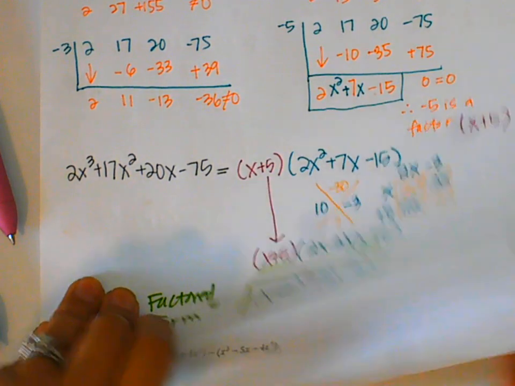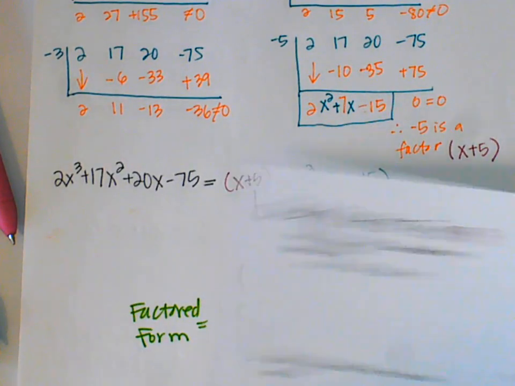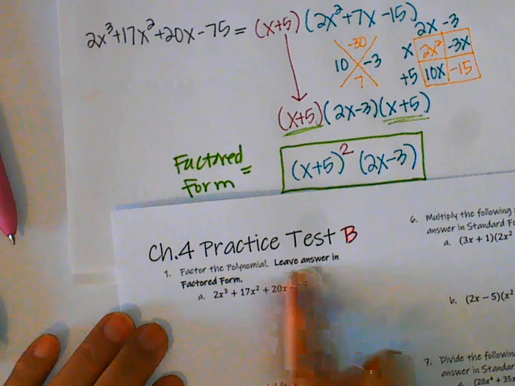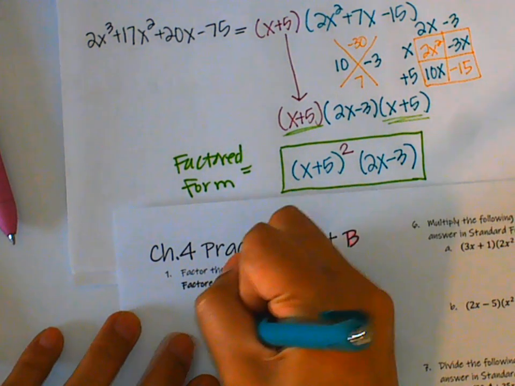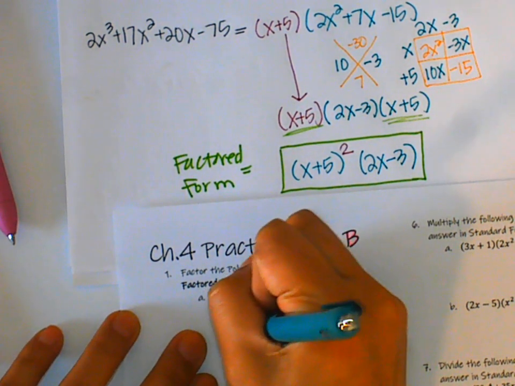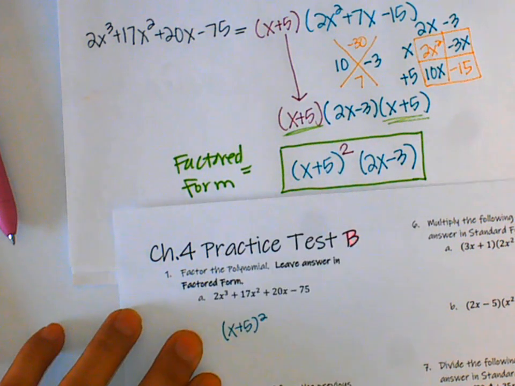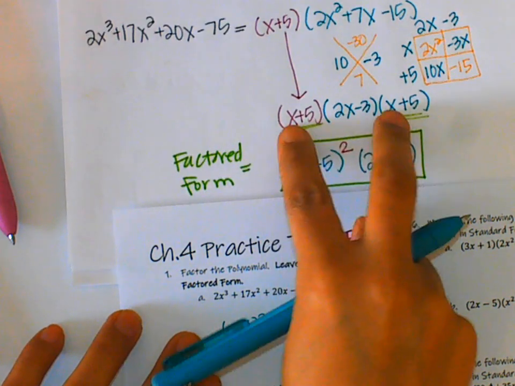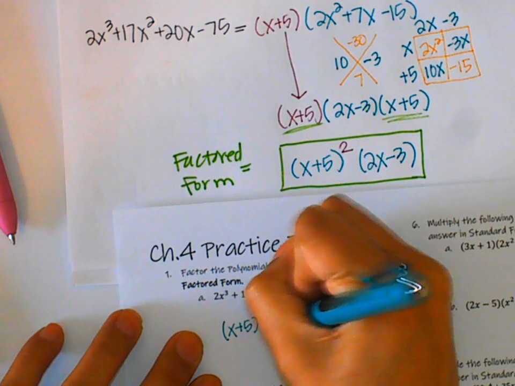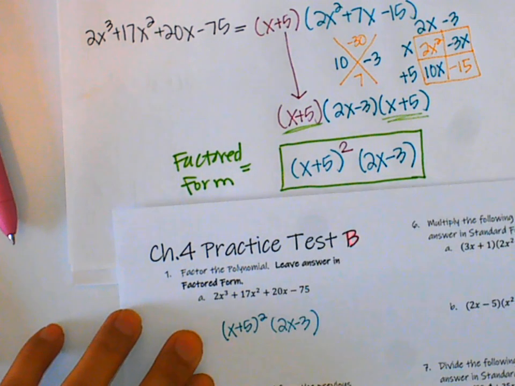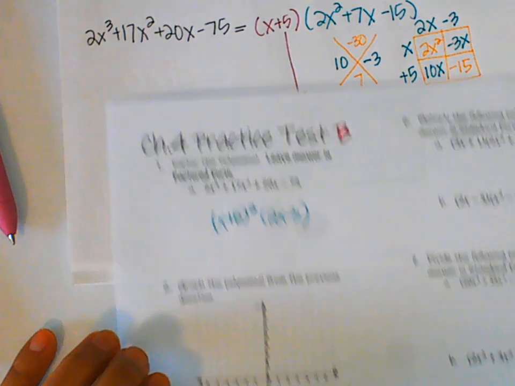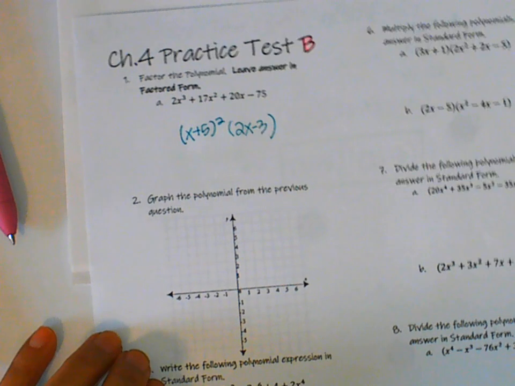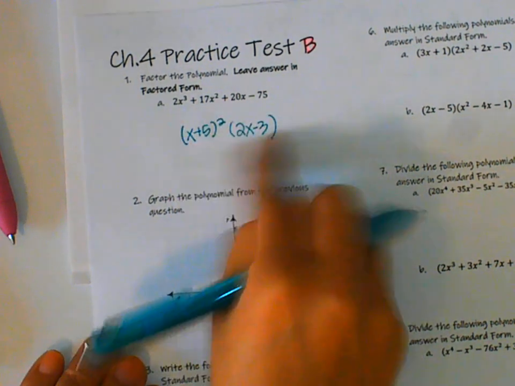So going back to my practice test, leave answer in factored form. I am going to write x plus 5 squared, because again there's two of them, times 2x minus 3 as my factored form. For number 2, it is asking me to graph the polynomial, so graph these here.